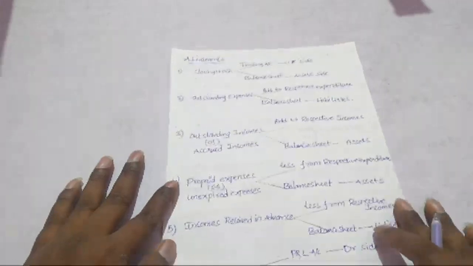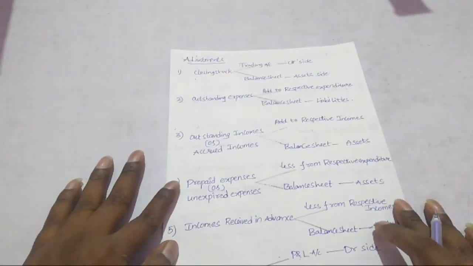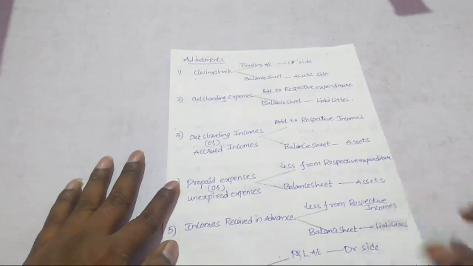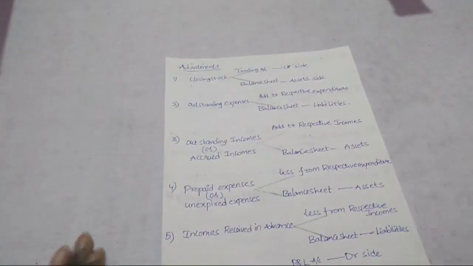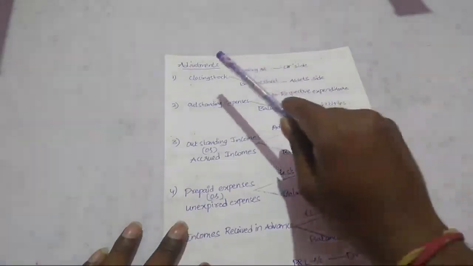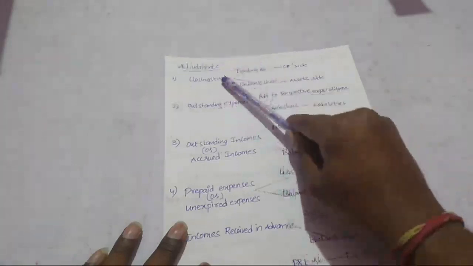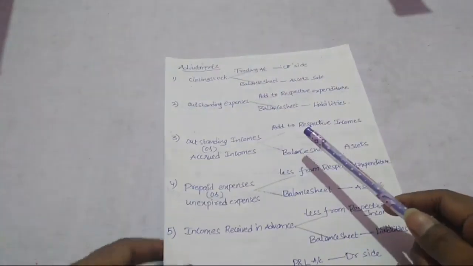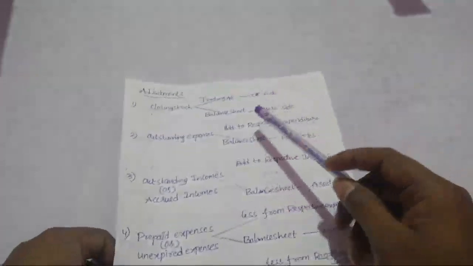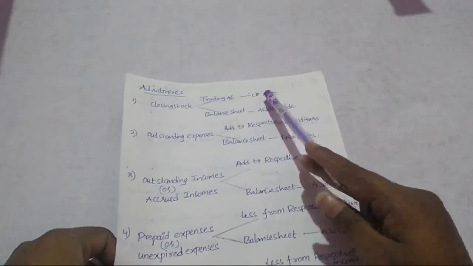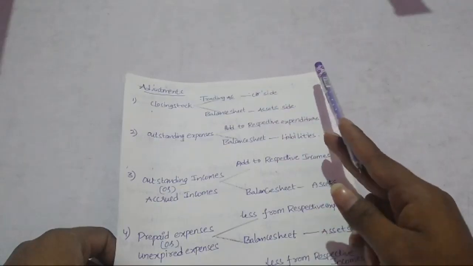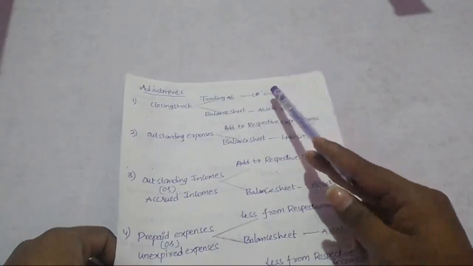Yes. So first and foremost, the most important adjustment is closing stock. Closing stock is the stock at the end of the accounting period. Whatever the leftover stock is there at the end of the accounting period will be called closing stock. And this closing stock will have two effects. Every adjustment has two effects, ma. So please be careful while posting them in the final accounts, whether in trading, profit and loss or balance sheet.